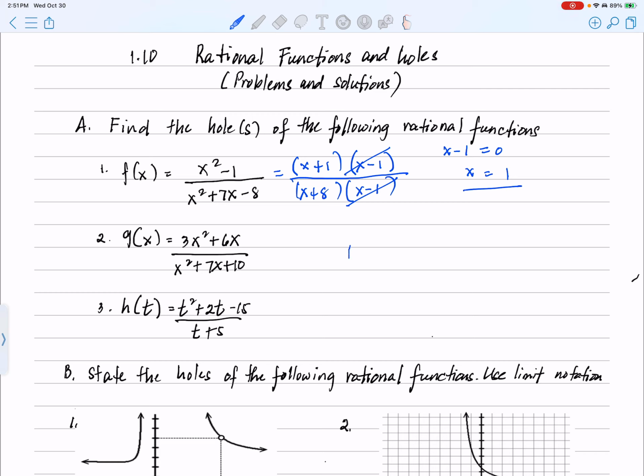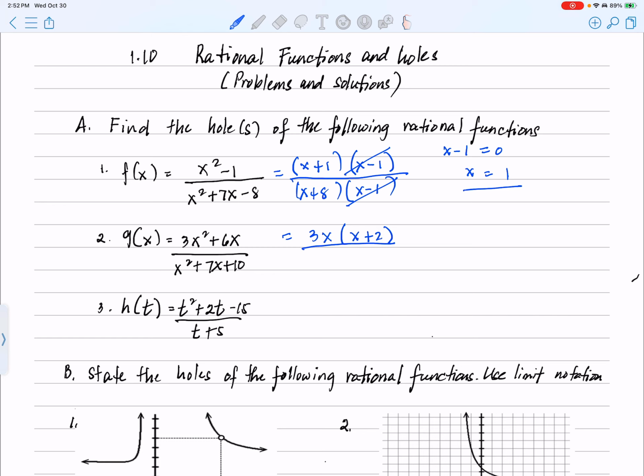For number 2, g of x is 3x squared plus 6x over x squared plus 7x plus 10. So we factor. The common factor is 3x. And then 3x squared over 3x, that's x, plus 2. 6 divided by 3, that's 2.